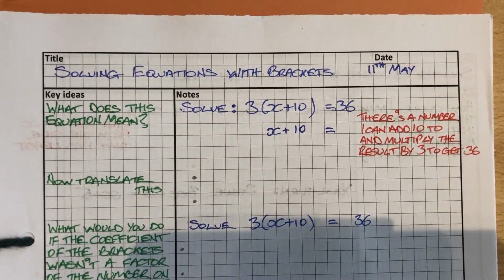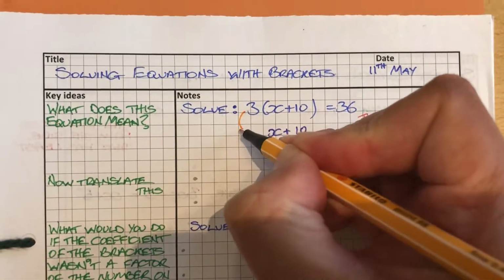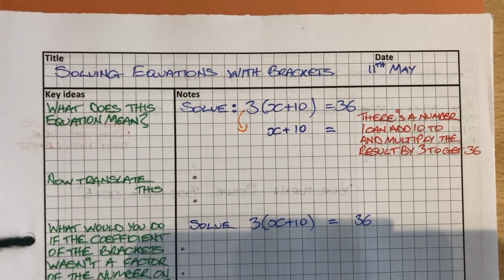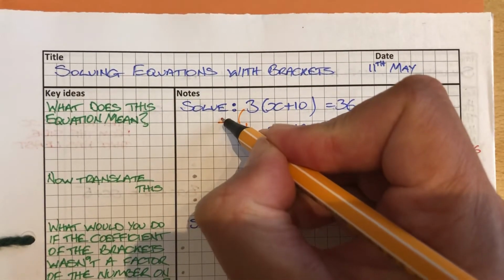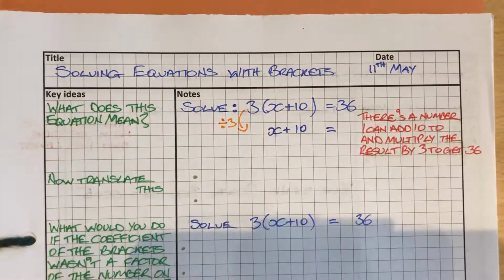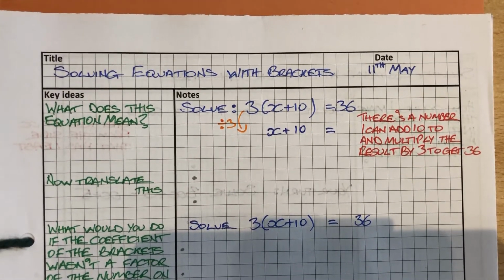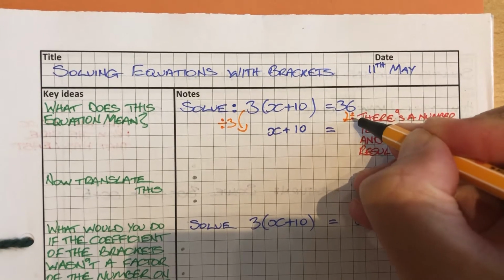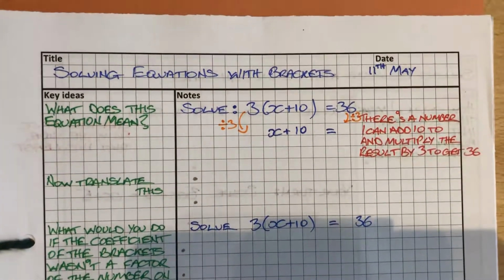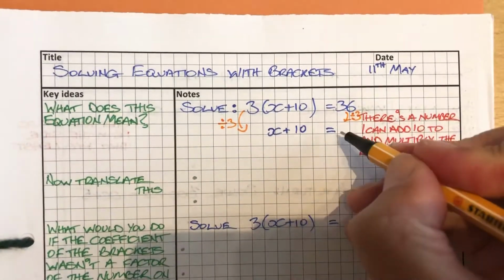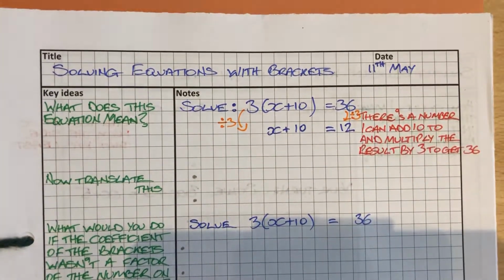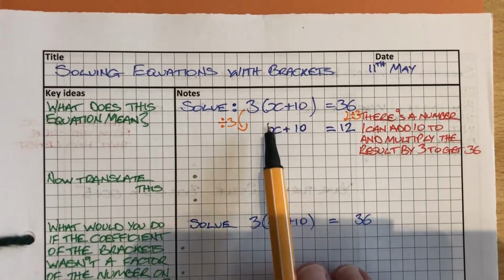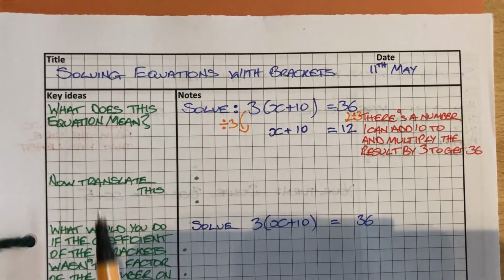Now, how did I get rid of times by 3? Well, the inverse of times by 3 is divide by 3. Okay, so I divide by 3 on this side, which means I divide by 3 on this side, and that gives me 12 here. X add 10 equals 12.